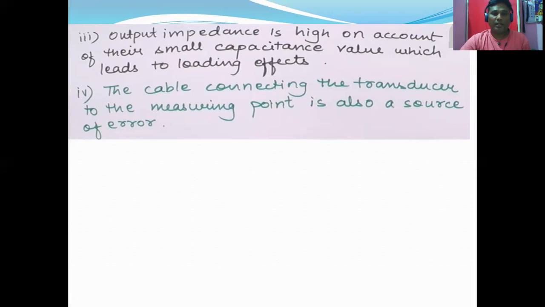The last one is the cable connecting the transducers to the measuring point, which is also a source of error. Here we studied the types of errors. A lot of errors we have studied.